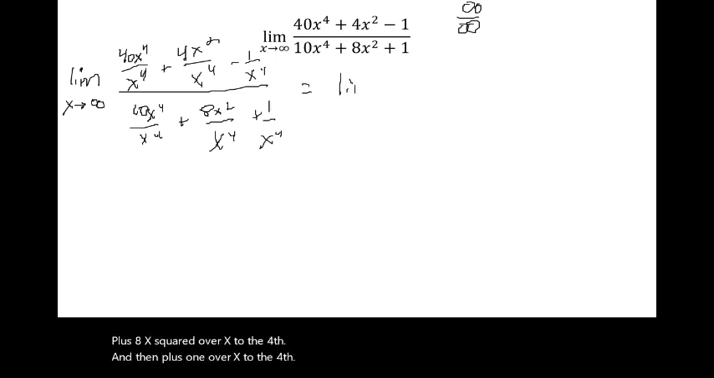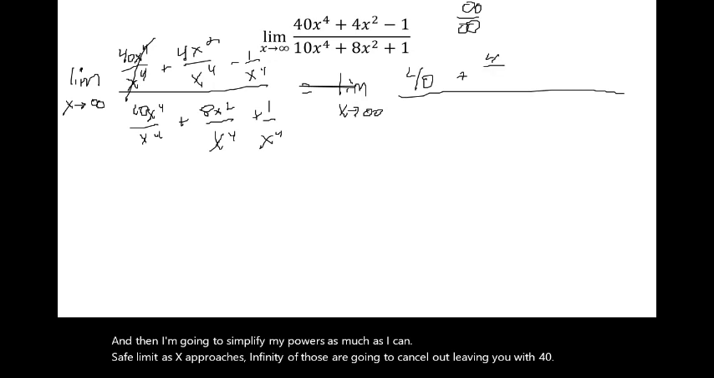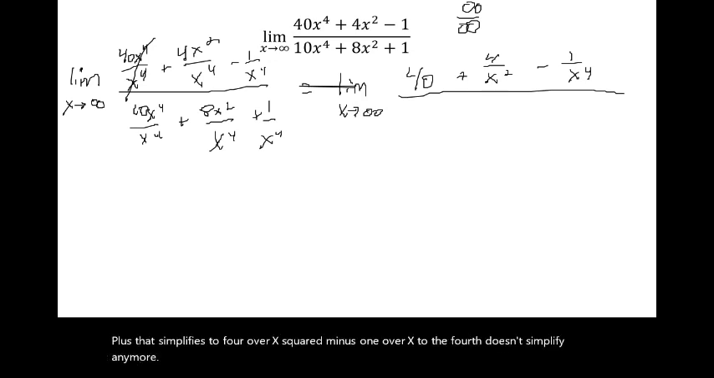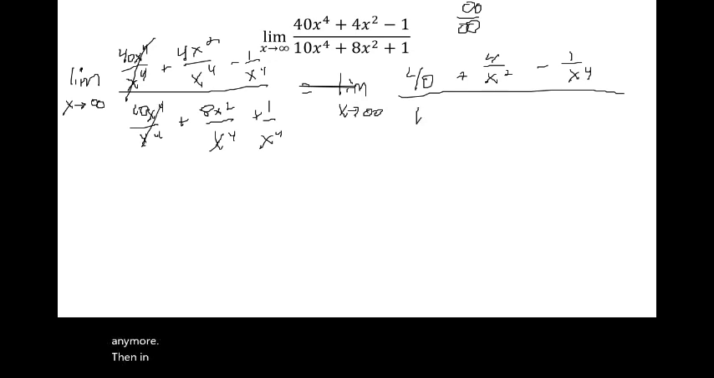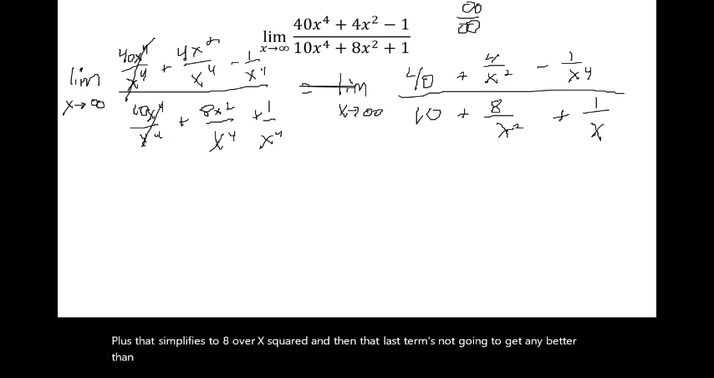And then I'm going to simplify my powers as much as I can. So I have the limit as x approaches infinity of, those are going to cancel out, leaving you with 40, plus that simplifies to 4 over x squared, minus 1 over x to the 4th, which doesn't simplify anymore. Then in the denominator, those cancel out, leaving you with 10. Plus, that simplifies to 8 over x squared, and then that last term's not going to get any better than that, so plus 1 over x to the 4th.